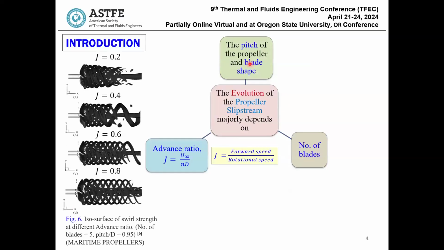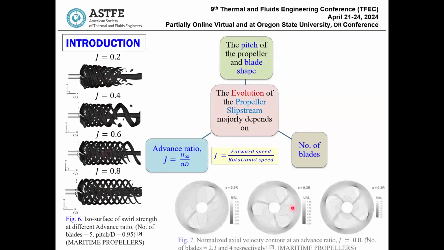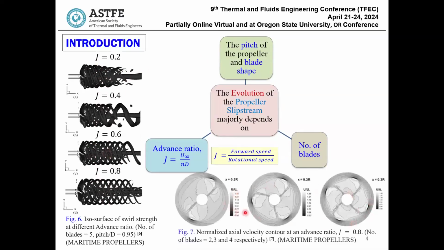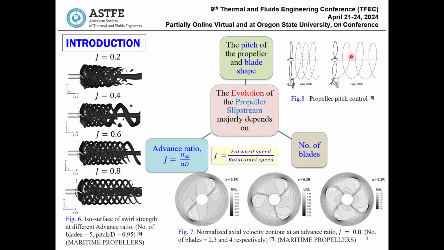From maritime propeller studies, we can see here the advance ratio variation and also the variation in the wake. Here at the bottom, you can see the number of blades change. If the number of blades changes, how the wake looks is different for all. And here you can see when there is pitch variation, there is variation in the distance between two helicoidal blade wakes. Higher the pitch, larger the distance.